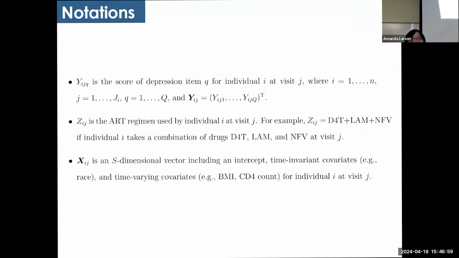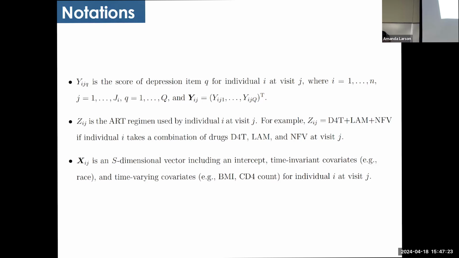But to introduce the big picture, I need to introduce some notation. Let's use Y to denote the depression outcomes. If you have multiple health outcomes, here depression is of interest. So let's use Y_ijq to denote the depression, where i indexes patient, j indexes visit, and q indexes which depression item.